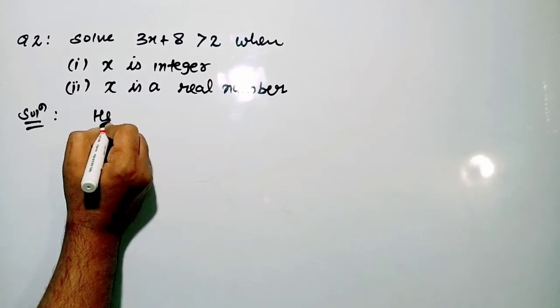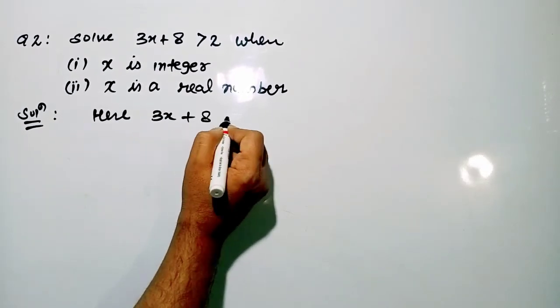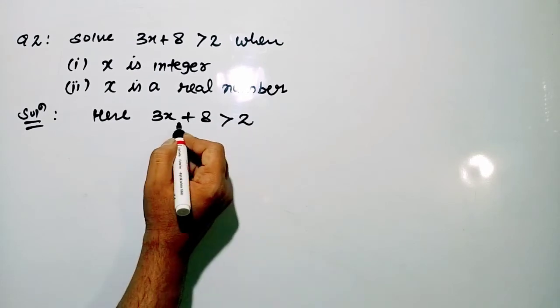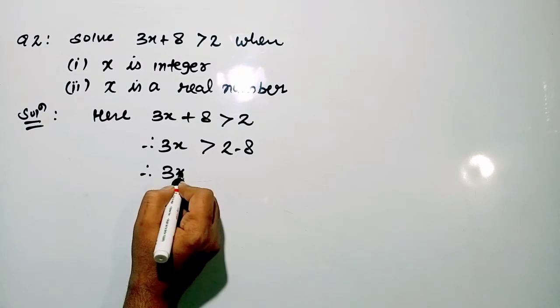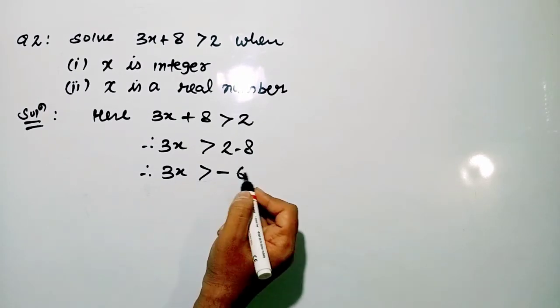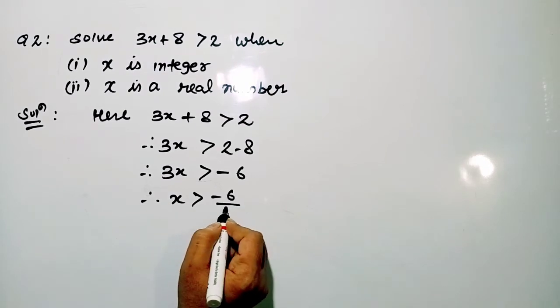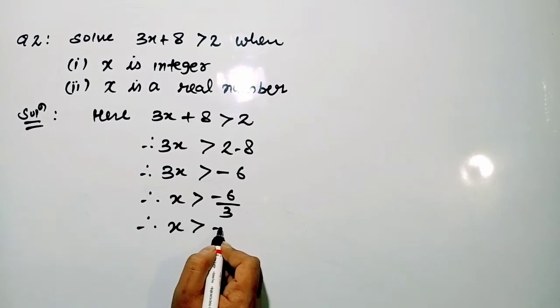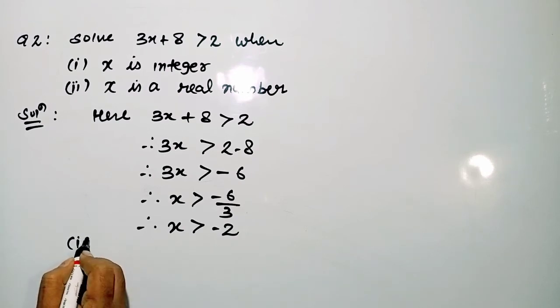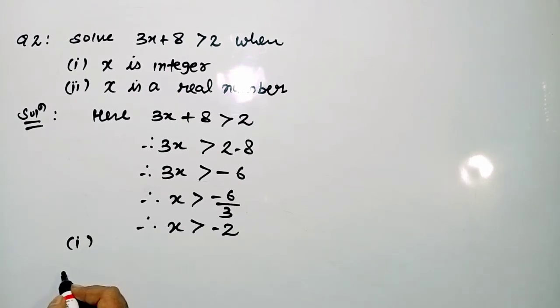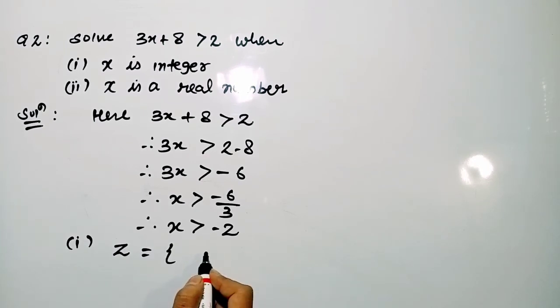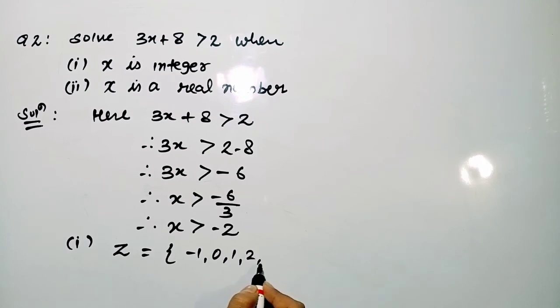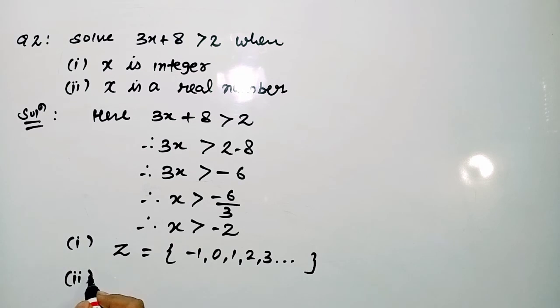Here 3x plus 8 is greater than 2, so separating the constant term, we get 3x greater than 2 minus 8, so 3x greater than minus 6, so x greater than minus 6 by 3, so x greater than minus 2. We have to take the solution in the form of integers, so the integers more than minus 2 will be minus 1, 0, 1, 2 and so on, right? These are the solution set of integers.